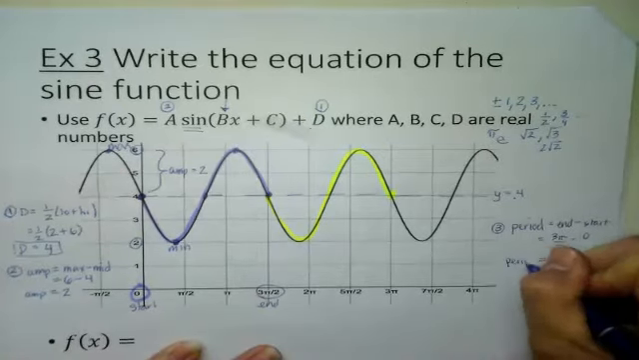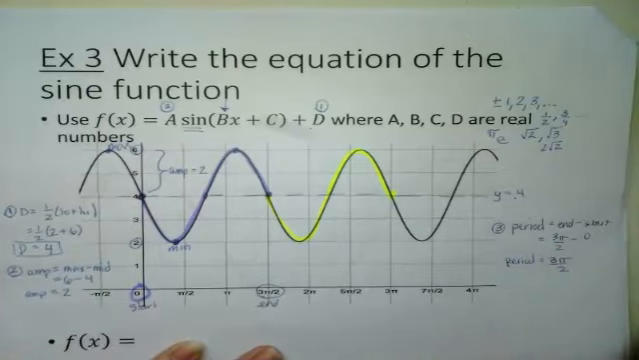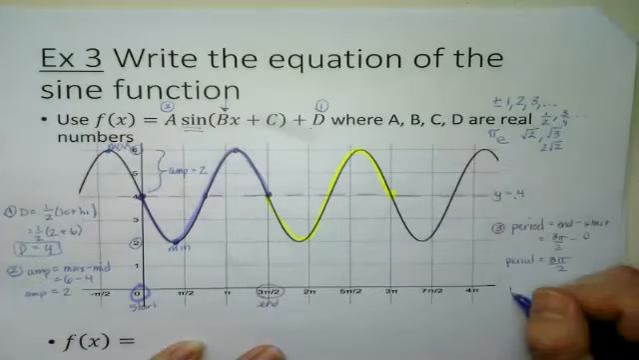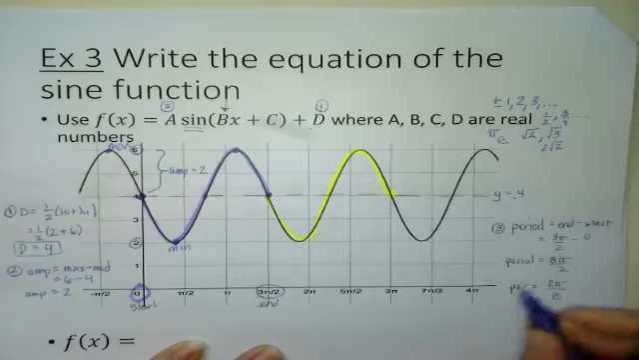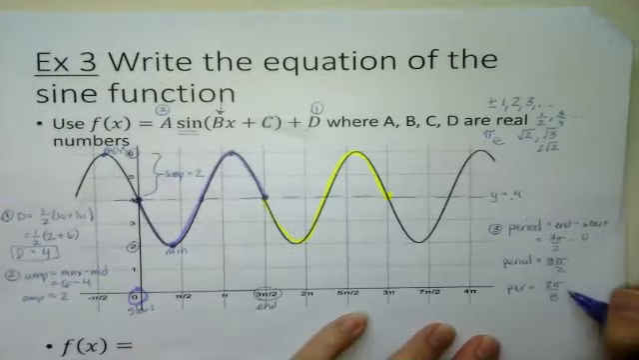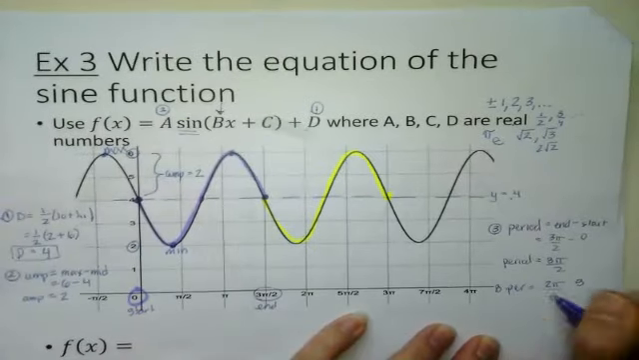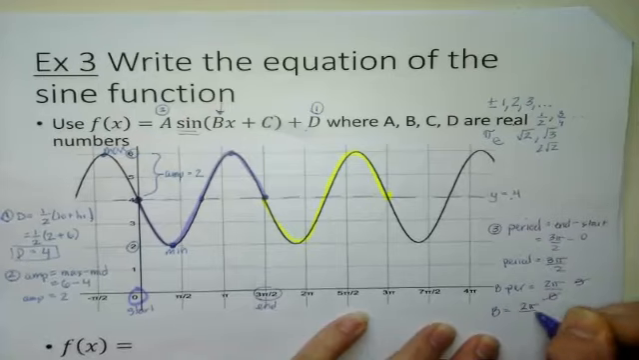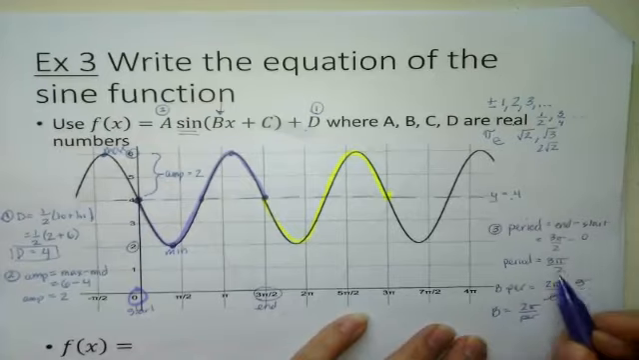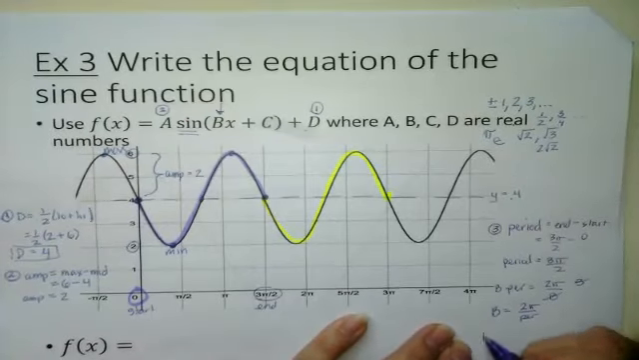Now, we know the period is 3 pi over 2. We also have a formula that involves B. We know that period equals 2 pi over the absolute value of b. Our period is positive anyway. So we can actually rearrange this formula if we want to. I'm going to go ahead and multiply by b, and then divide by the period. So it turns out b is 2 pi over the period.